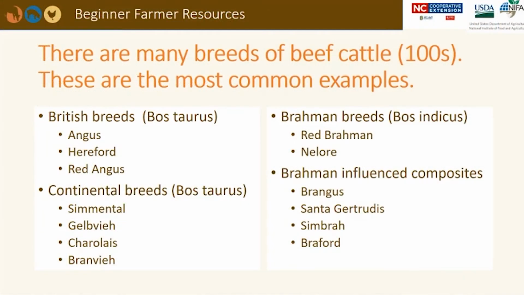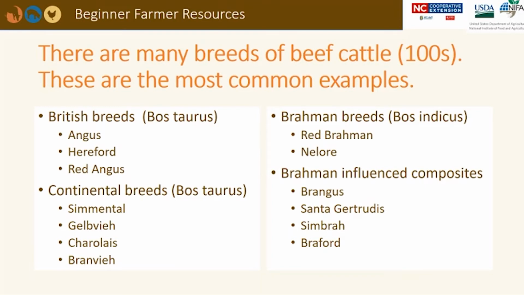The British breeds that are most common are Angus, Hereford, and Red Angus. I say they're British breeds because they were developed in the British Isles, and they have good meat quality as their general selling point. Also, they're quite gentle and easy to work with.